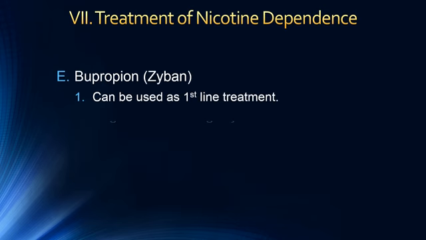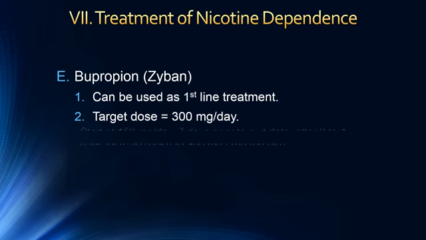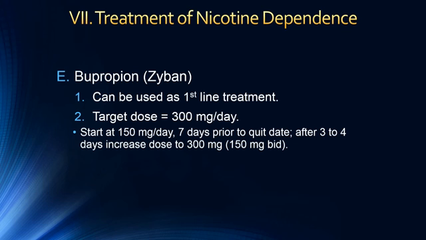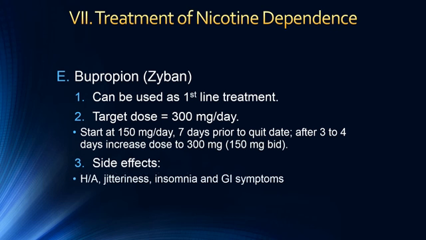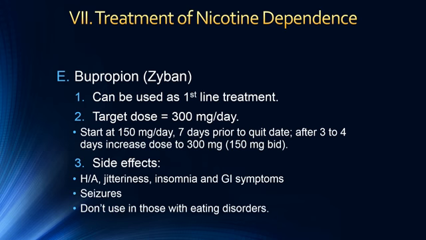So bupropion, again, can also be used as a first-line treatment. Target dose is about 300 milligrams per day. Start at 150 milligrams per day, 7 days prior to the quit date. After 3 to 4 days, you increase your dose to 300 milligrams by taking it twice a day. Side effects include jitteriness, insomnia, and potentially some GI symptoms. There is the risk for seizure. Definitely not something that should be used in anyone with any sort of eating disorder. So that's something to keep in mind.